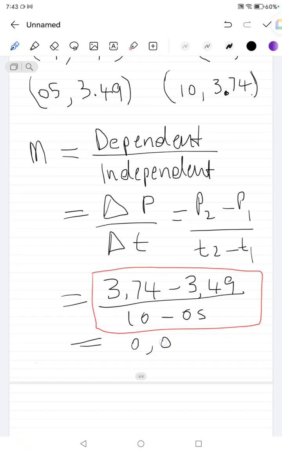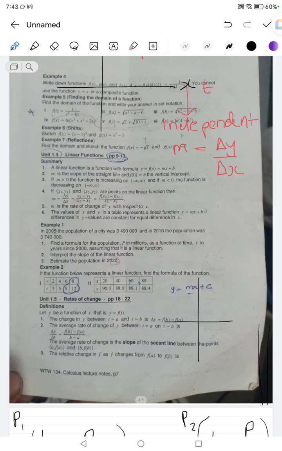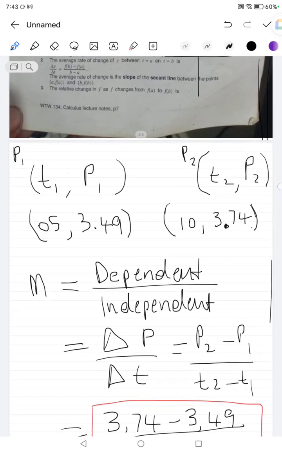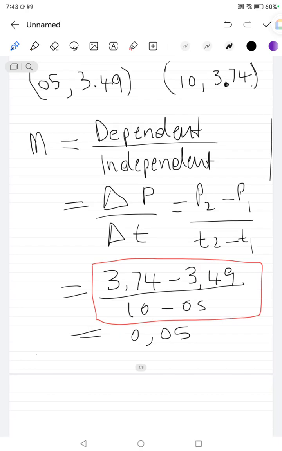We have 0.05 now. So basically, I think I'm even answering the question at the bottom. They're saying we have to find the formula, but I'll get to it. Basically, this is the slope at which your population is increasing, and you remember your population is in millions. So if you want to know, for each and every year, what would be the rate at which the population is increasing?